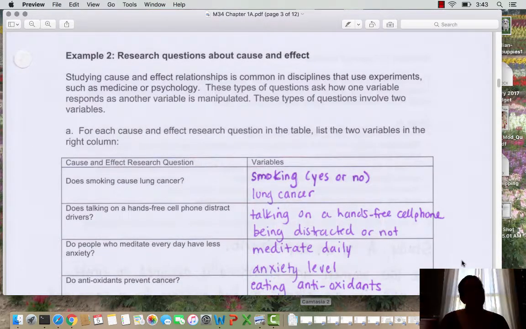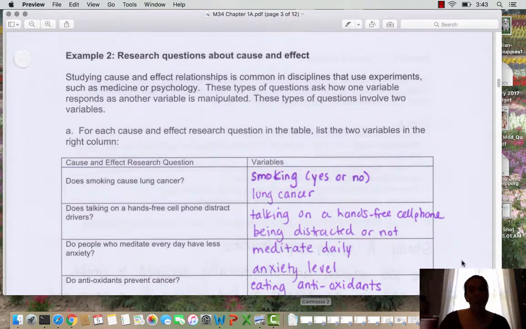Example 2 looks at research questions about cause and effect. Cause and effect relationships are studied with experiments. Common disciplines that use experiments are medicine or psychology. So these types of questions ask how one variable responds as the other variable is manipulated. So something is intentionally manipulated or changed.